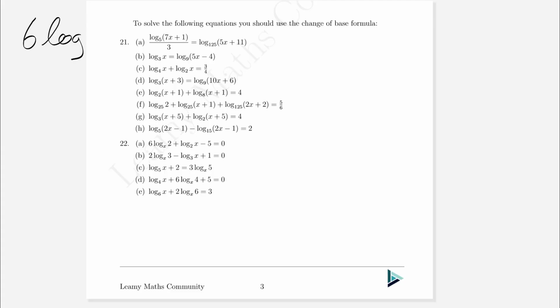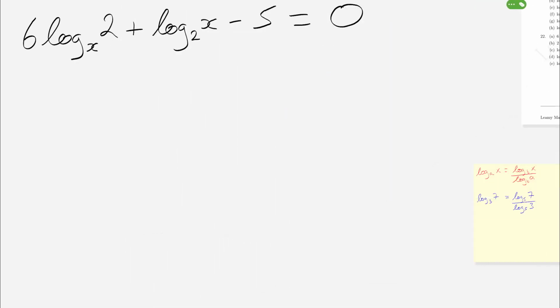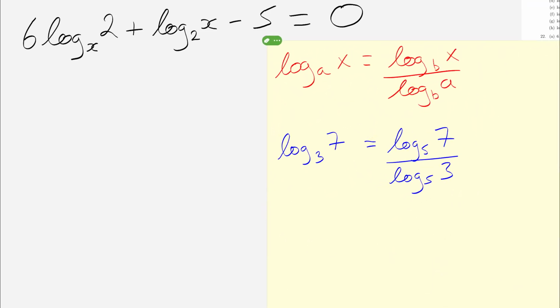We'll take a look at another example here. The example I'll do for you this time is question 22a. 6 log to the base x of 2 plus log to the base 2 of x minus 5 is equal to 0. Okay, so let's write it out here. So 6 log to the base x of 2 plus log to the base 2 of x minus 5 is 0.